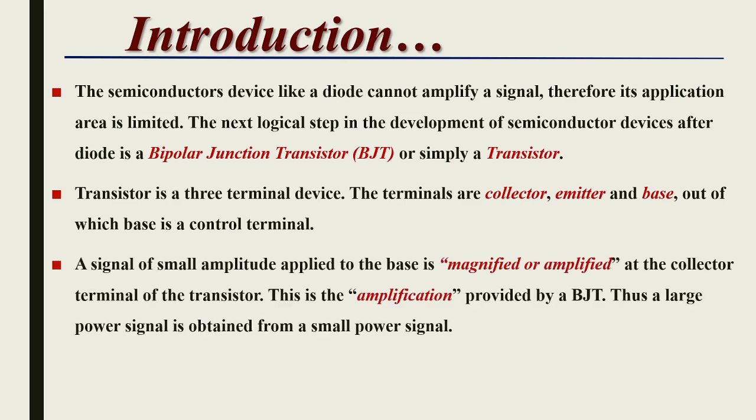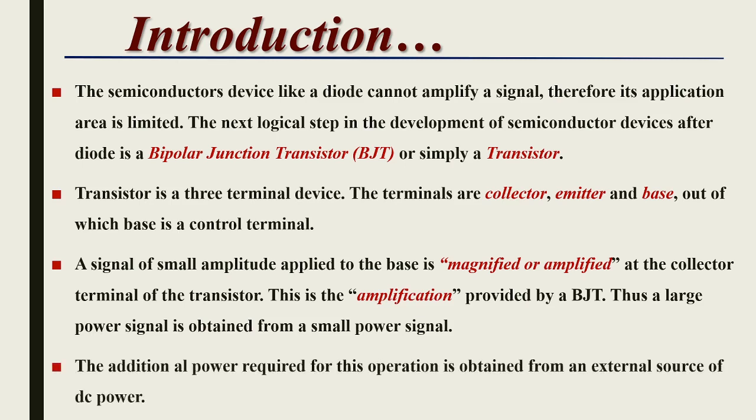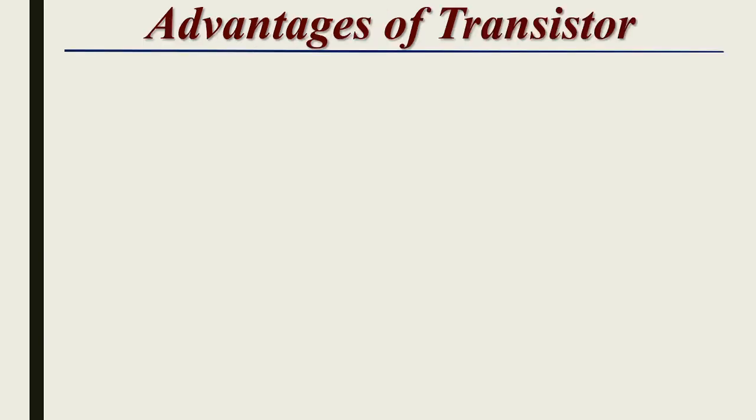A signal of a small amplitude applied to the base is magnified or amplified at the collector terminal of the transistor. This is the amplification provided by a BJT. Thus, a large power signal is obtained from a small power signal. The additional power required for this operation is obtained from an external source of DC power.